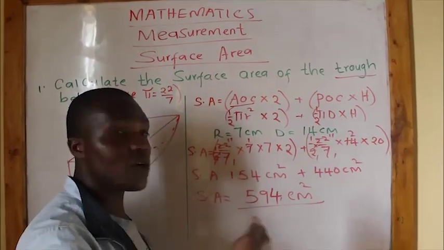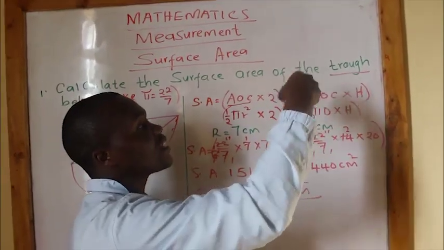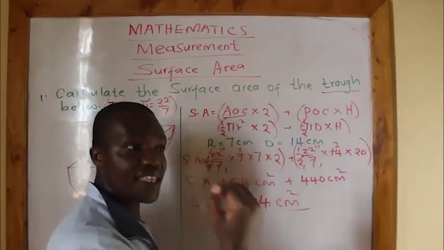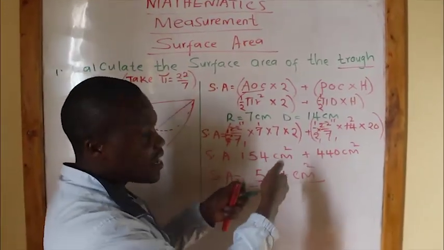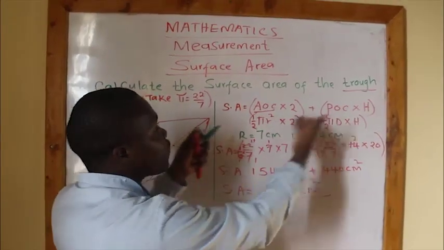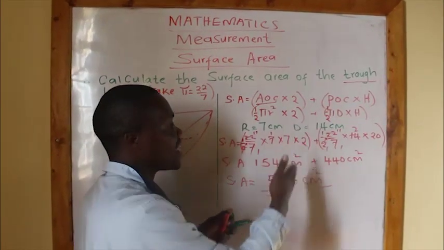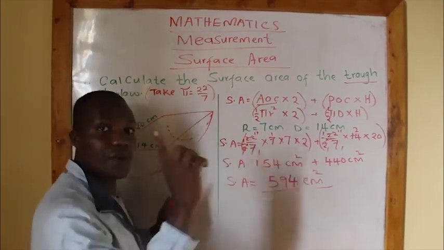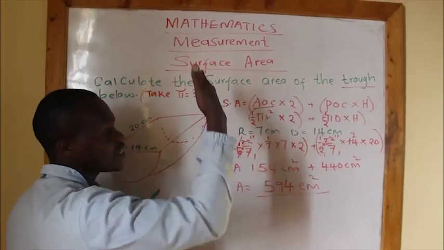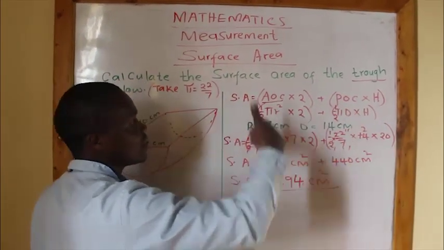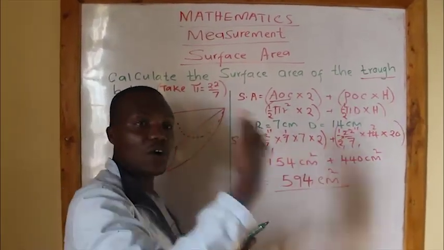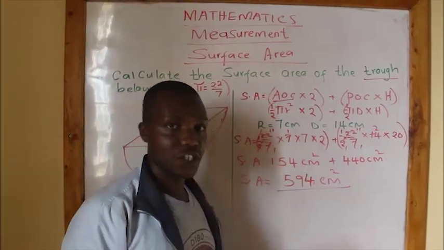Now the next question which you're going to do will be talking about a block, so that you get the difference between the trough and the block. So with this formula, you can calculate the surface area of the given figure. So remember, if it is half a circle, start with half pi d. If it is a quarter circle, start with a quarter pi d, and so on and so on.